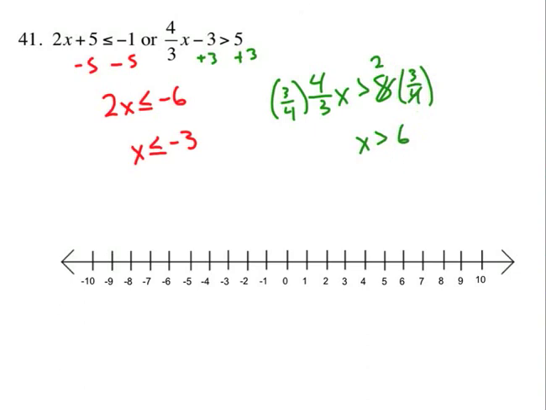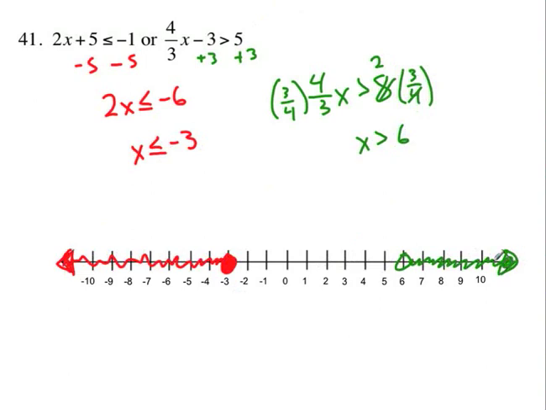So here we go. x ≤ -3. I'm going to go to negative 3, less than or equal to, so it's going to be solid, and I'm going to go this way. All right? Now, x > 6. It's going to be open, and we're going to go this way.